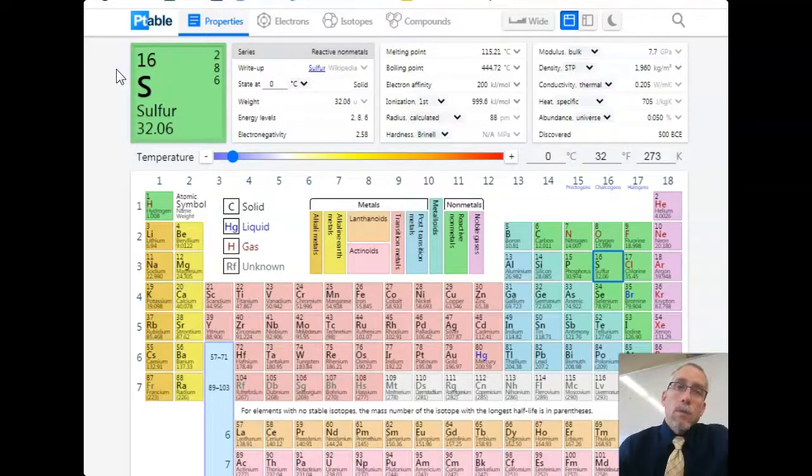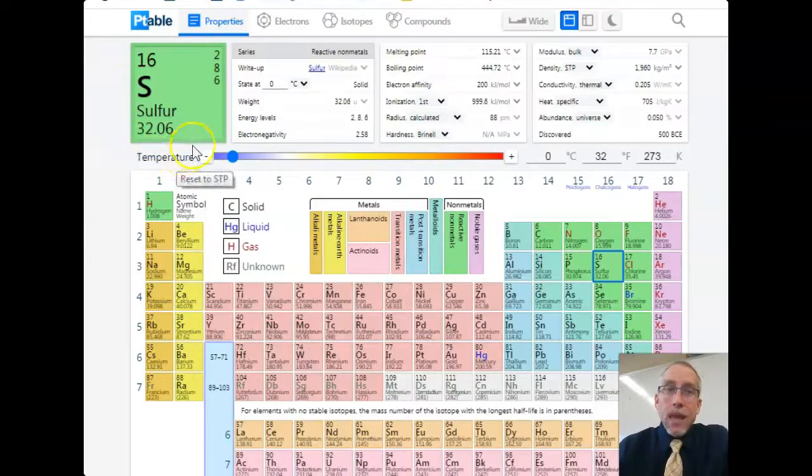So all the atoms of sulfur have an atomic number of 16, which means they have 16 protons in the nucleus. Now there are different kinds of sulfur atoms that have different numbers of neutrons. So this periodic table, or any periodic table, cannot tell you how many neutrons a particular atom has. So don't expect to find that.